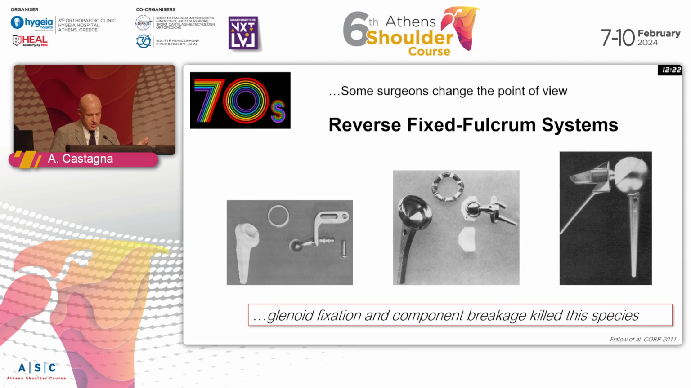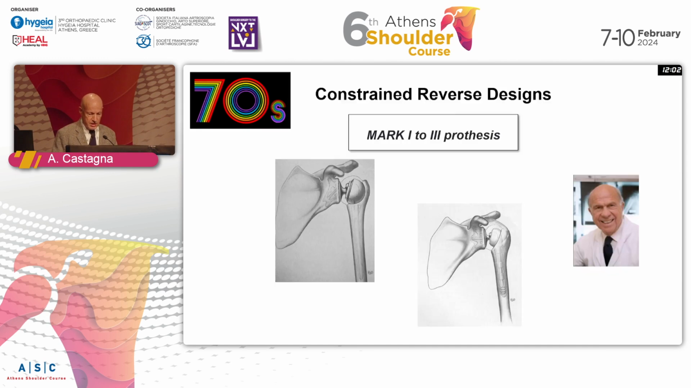So other surgeons in the same years tried the early reverse fixed fulcrum design systems. But again, since the center of rotation and the lever arm was too high for the tools available at that time, the glenoid fixation and the component breakage killed these pieces too. So it seems to be a failure.